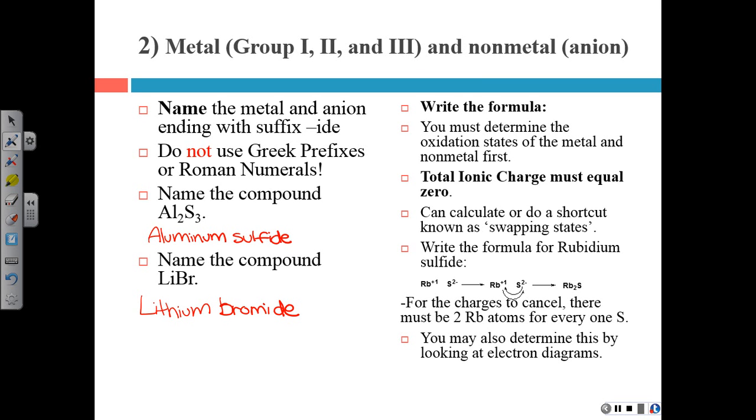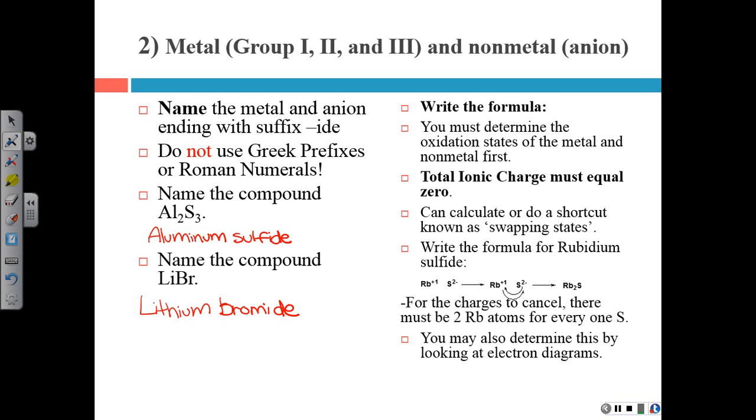Okay? So what we're going to do is something that we call swapping states, or swapping charges. And it's just a real simple way to do the math. It takes 2 seconds, not even really math, and you come up with your formula. Here's an example. If you had rubidium sulfide, how do I know that rubidium has a charge of +1?